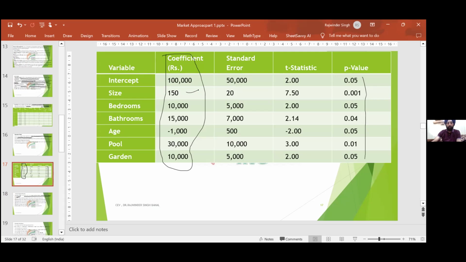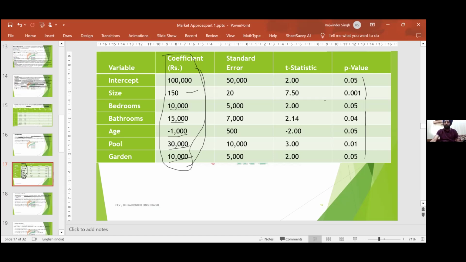Each additional bedroom will add 10,000. Each additional bathroom will add 15,000. Each additional year of age will reduce the price by 1,000. Each additional pool will increase the value by 30,000. Each garden will increase the value by 10,000. So these can be calculated by the coefficients of regression. You can directly get them.